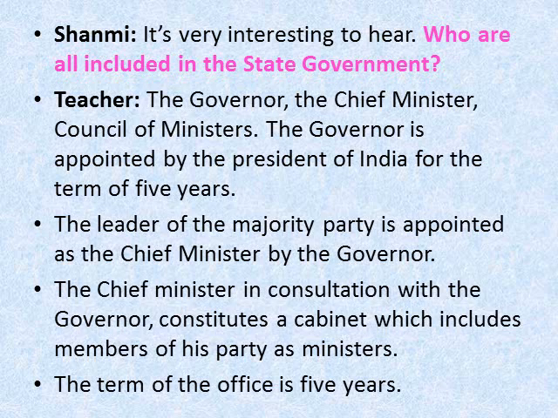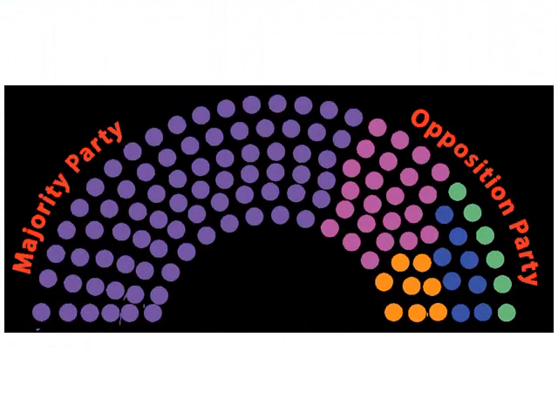Dear children, in the picture you can find the majority party and the opposition party. The party which has won the maximum number of seats will be the majority party, and that party will be invited by the governor to form the state government. Now the members of other parties who are elected will become the opposition party. They could be of different parties, but they will be altogether called the opposition party.